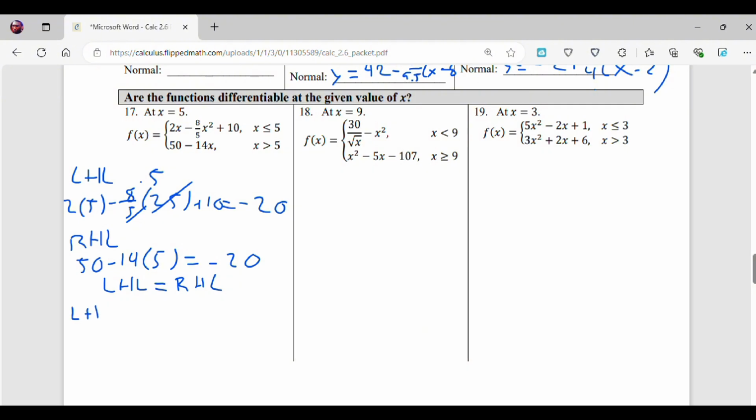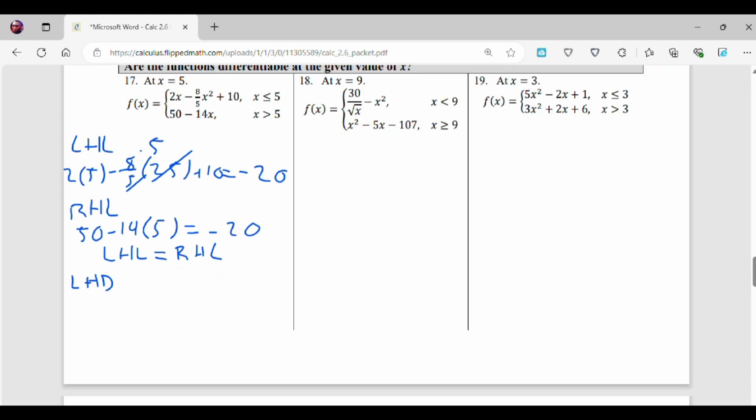So the LHD is going to be the derivative of the top function, right? The derivative of 2x is 2, and then minus 8 over 5 x squared. With the power rule, we have a constant, and then we apply the power rule. So 2 times negative 8 over 5 is negative 16 over 5, x stays. And we can do our RHD, our right-hand derivative, which is the derivative of 50 minus 14x. It's negative 14.